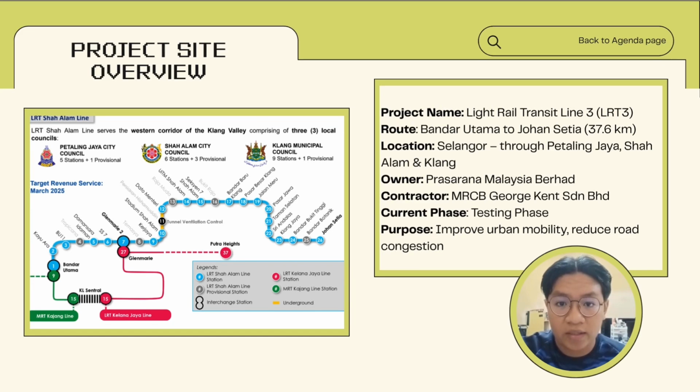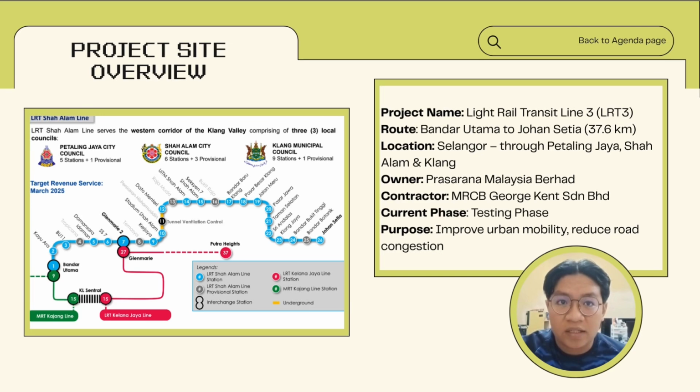LRT3 or Light Rail Transit Line 3 is a major public transportation project connecting Bandar Utama to Johan Setia, covering a distance of about 37.6 km. The line passes through key urban areas such as Petaling Jaya, Shah Alam and Klang, and is designed to serve a densely populated community along the corridor. The project is owned by Prasarana Malaysia Berhad, with MRCB Jotun Sdn Berhad as their main contractor.